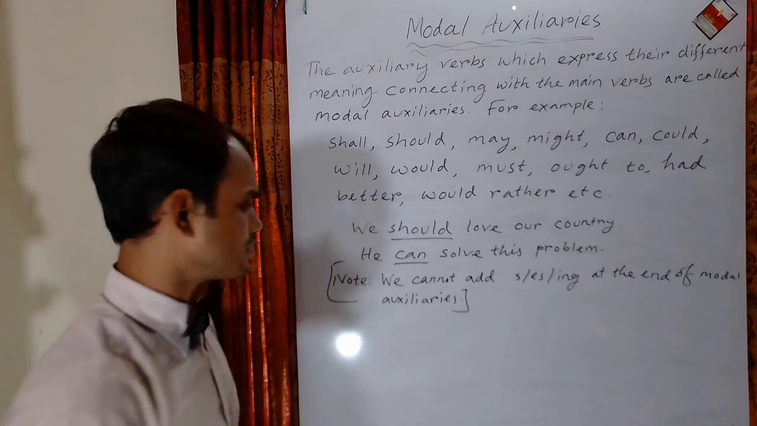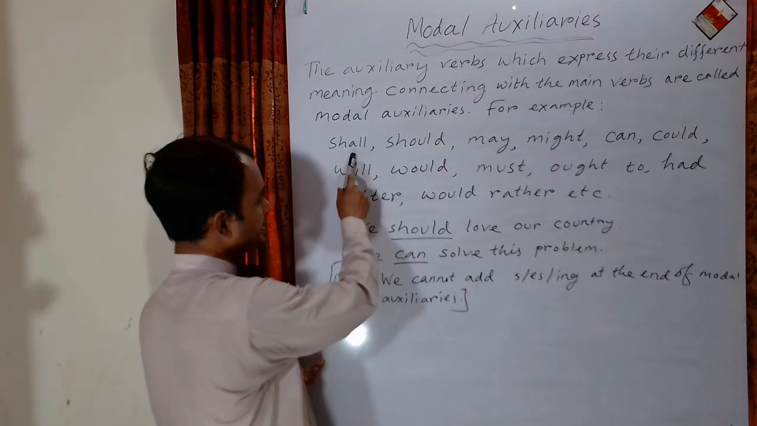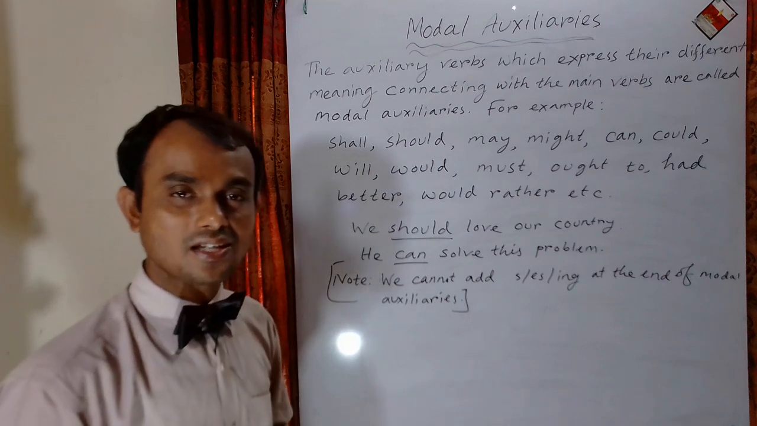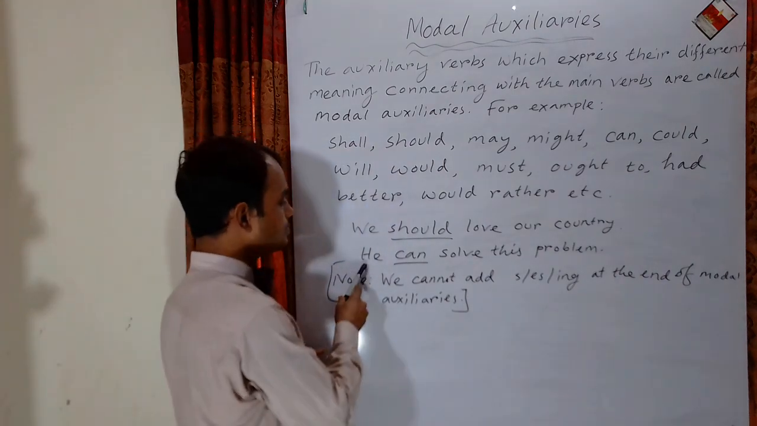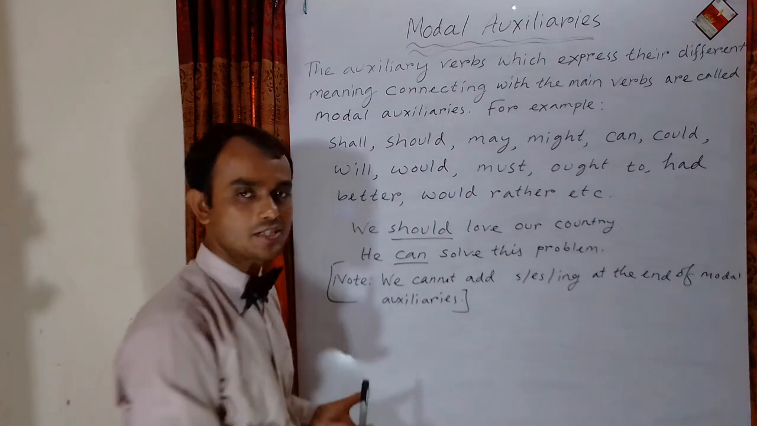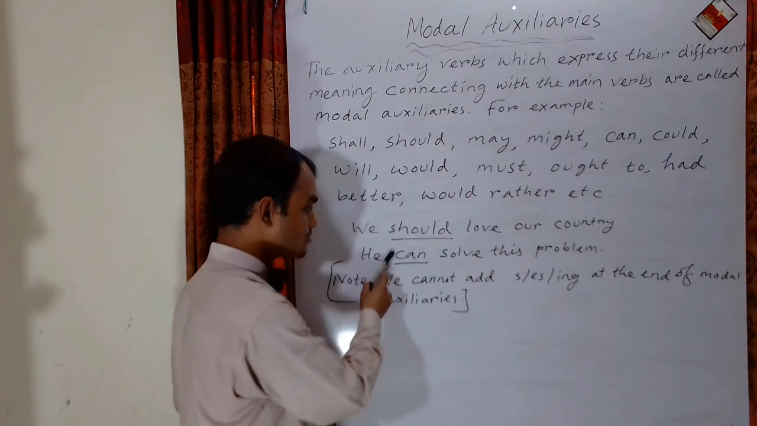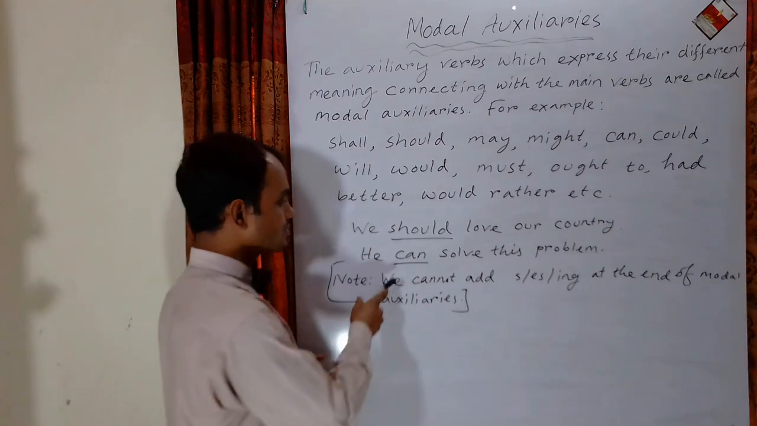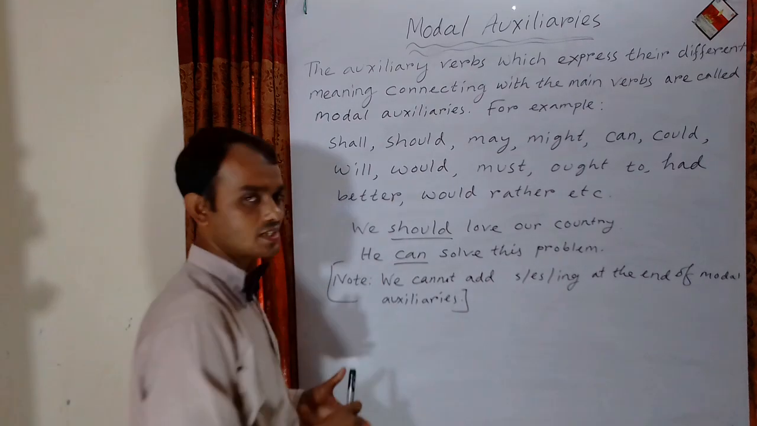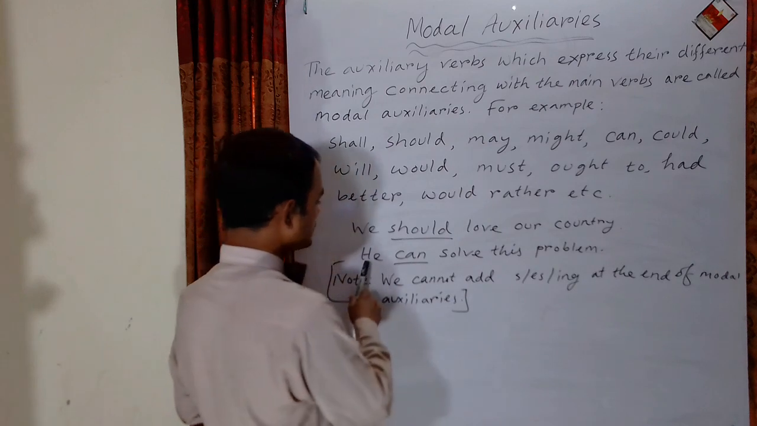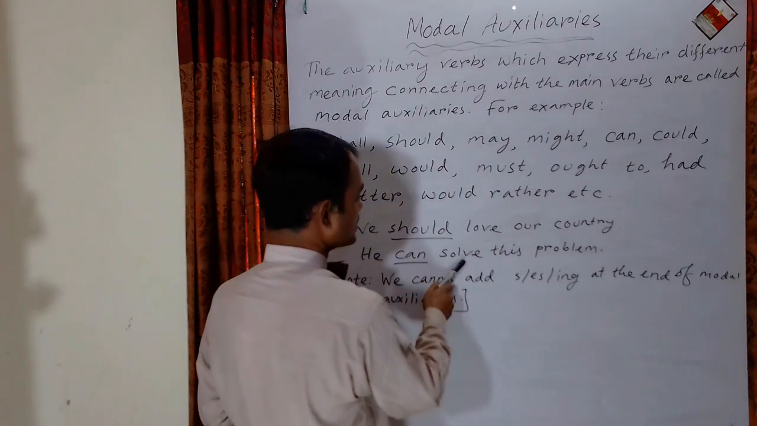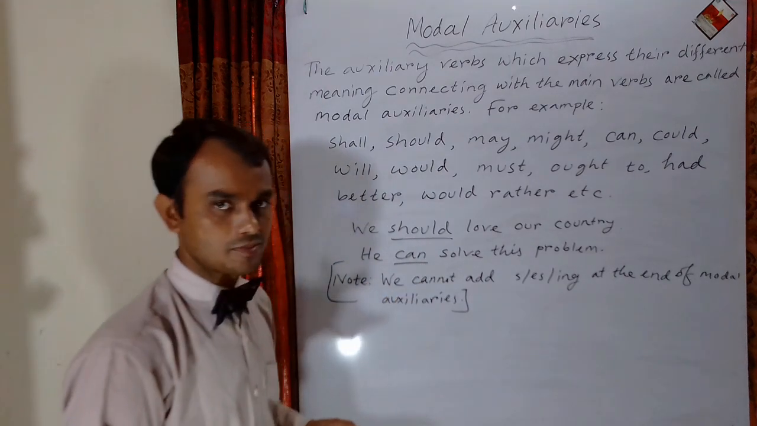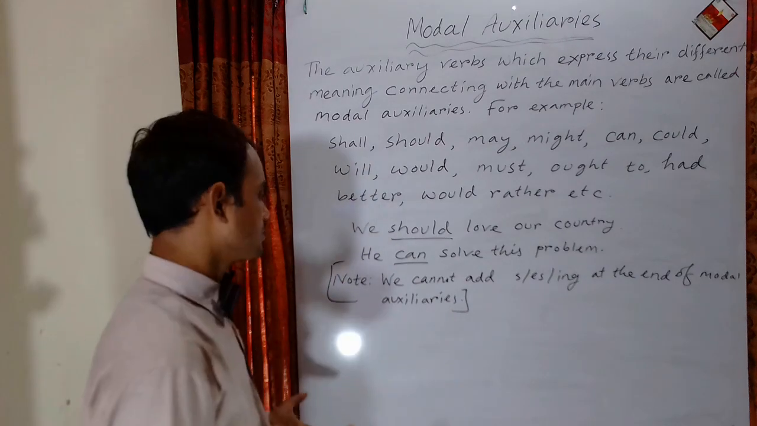This is so important. Okay, we cannot add s or es here, since this is third person singular number. He is third person singular number. For this reason, we need to use s or es with the verb. But since the verb can is a modal auxiliary, we cannot use s or es here. Okay. So we must write he can solve this problem. We should not write he cans solve the problem. We have to write he can solve this problem.